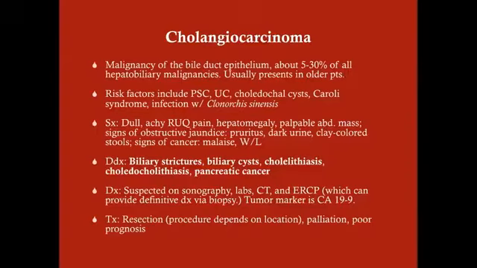And the reason is because this is a tumor that affects the bile ducts. And if you have the bile ducts with a tumor, you can get obstruction. You do have obstruction. So, of course, you have the dull, achy right upper quadrant pain, hepatomegaly, palpable abdominal mass, you can have that. But what you're also going to have is those prominent signs of obstructive jaundice.